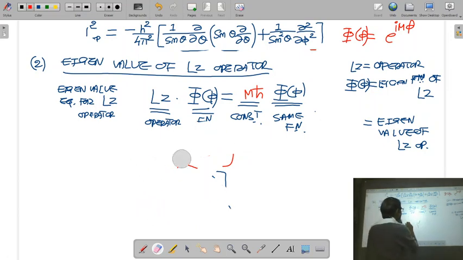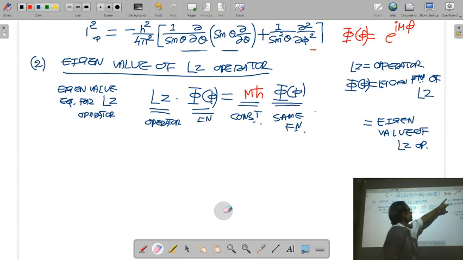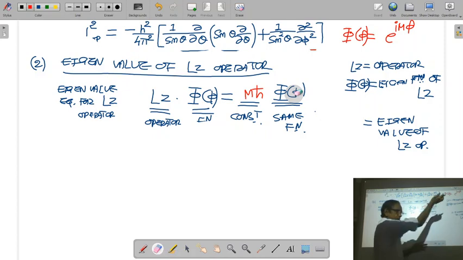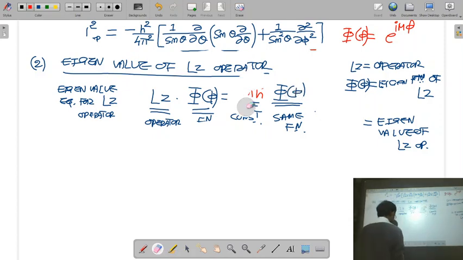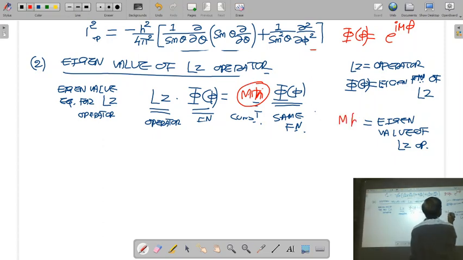What is the physical meaning of this equation? When the Lz operator, which is minus i h cross d by d phi, operates on the function phi, which is e raised to im phi, we get the same function phi, e raised to im phi, multiplied by the constant value m h cross. This m h cross is called the eigenvalue of Lz. So the eigenvalue of Lz operator is m h cross, where m is equal to 0, plus minus 1, plus minus 2 and so on.